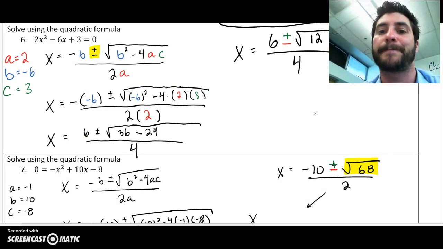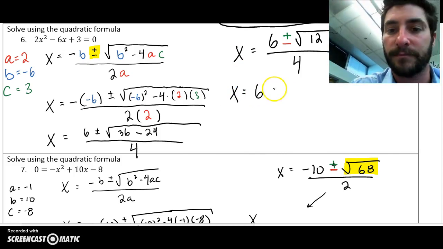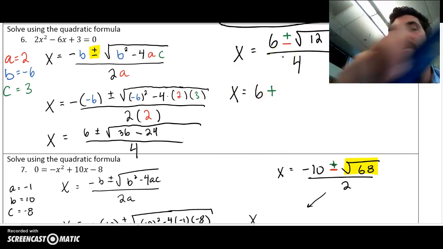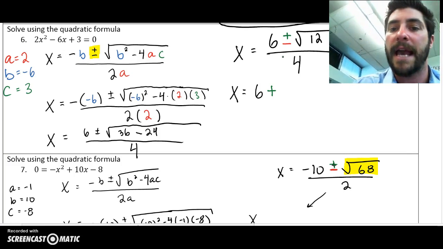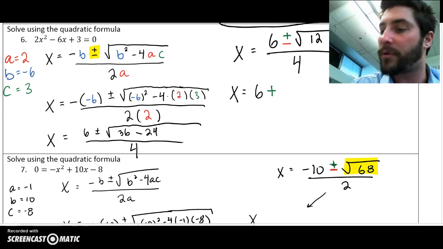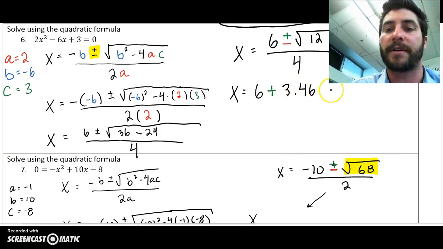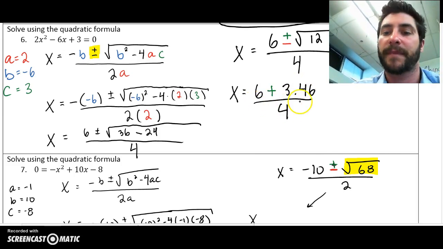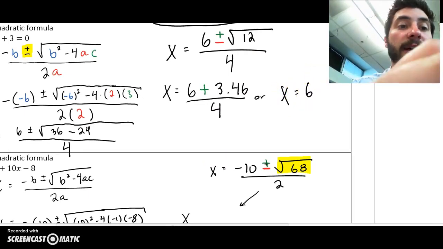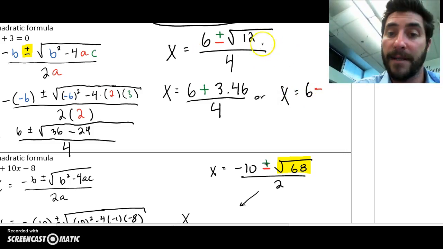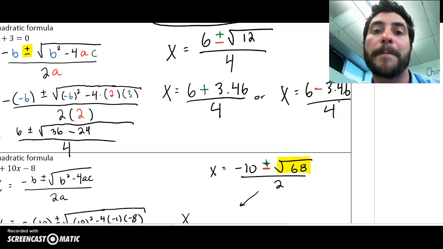Uh-oh, running out of battery. Let's do the first one. x equals 6 plus. I'm not going to put the square root of 12. I'm actually going to find out what the square root of 12 is. I'm going to take the square root of 12 in my calculator, and it's about 3.46. I'm going to round it just to 2 decimal places. Divided by 4. Or my other answer is going to be x equals 6, you guessed it, minus the square root of 12, which is 3.46 divided by 4.